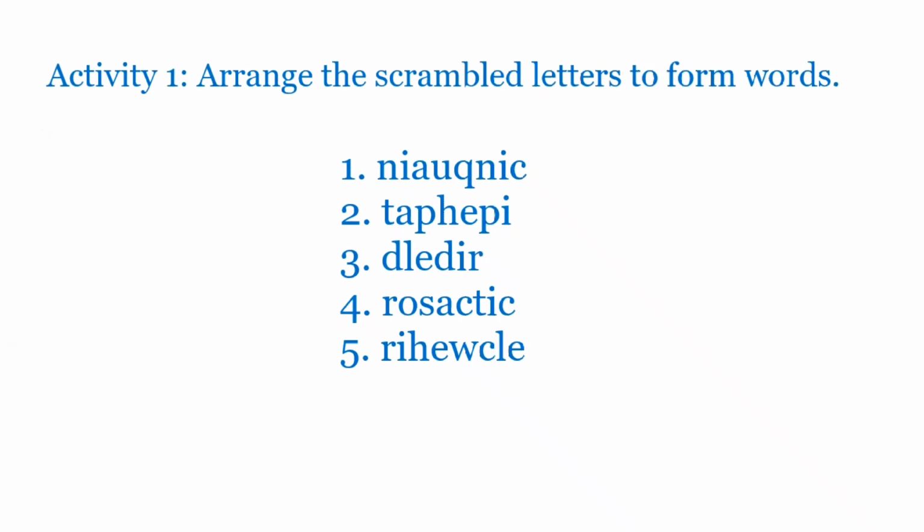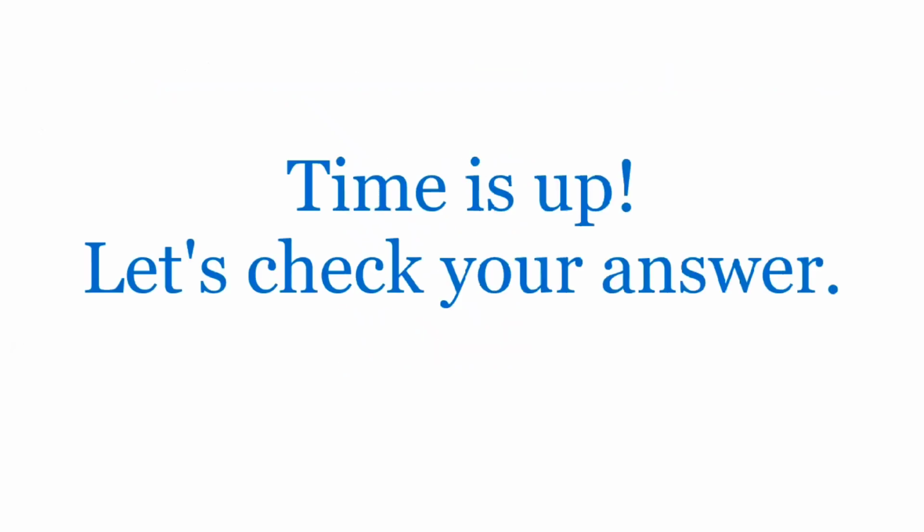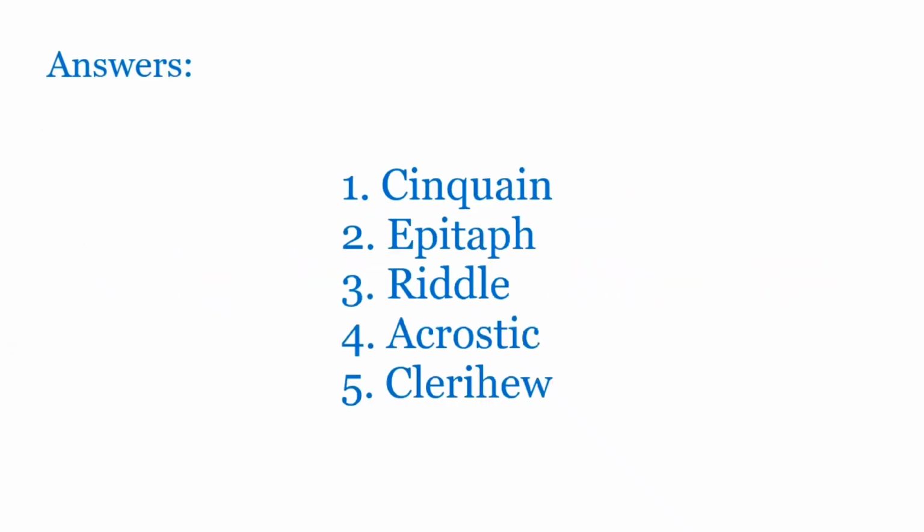Activity 1. Arrange the scrambled letters to form words. I will give you 3 minutes to form the words. Time is up. Let's check your answer. Number 1. The word is cinquain. Number 2, epitaph. Number 3, riddle. Number 4, acrostic. And number 5, clerihew.